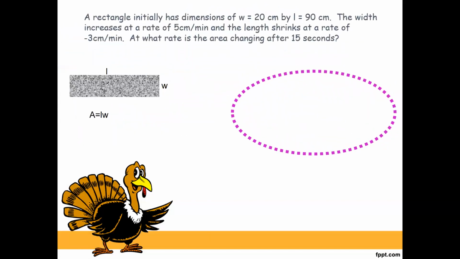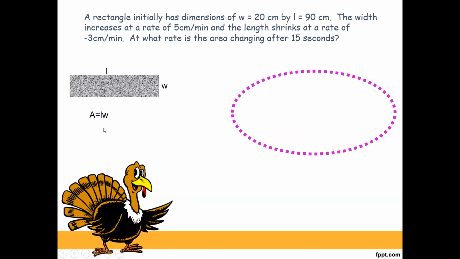Oh, that's a shame. So we'll come back to spheres in a moment. A rectangle initially has dimensions of 20 by 90. Width is 20, length is 90. The width increases at 5 centimeters per minute, so dw/dt is 5 centimeters per minute. The length shrinks at a rate of -3 centimeters per minute, so dl/dt is -3. At what rate is the area changing after 15 seconds? So 15 seconds later, what is the rate of change of the area, or dA/dt?